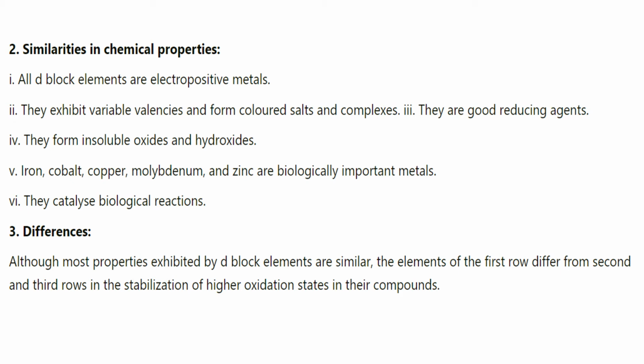Now let us see what the differences of the different transition series are. Although most properties exhibited by d block elements are similar, the elements of the first row differ from the second and third rows in the stabilization of their higher oxidation states in their compounds.